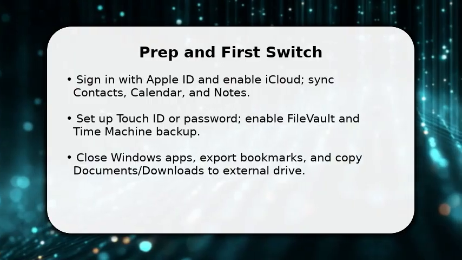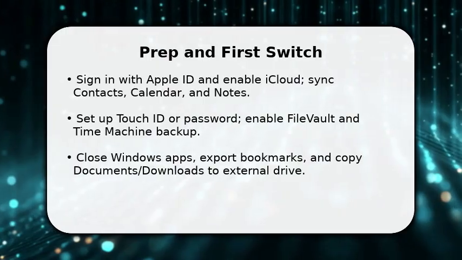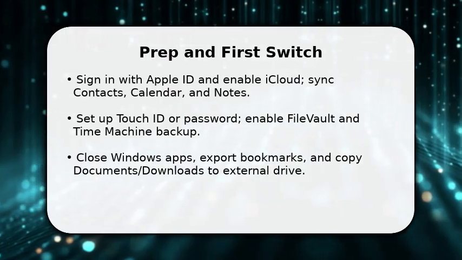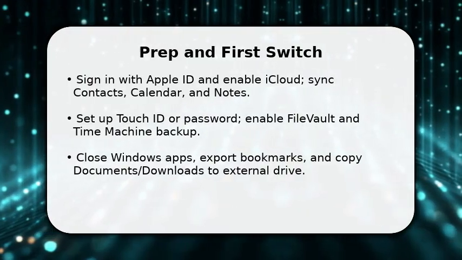Make a Time Machine backup to an external drive for rollback. Meanwhile, export browser bookmarks and copy documents and downloads from your Windows machine. These are the files you'll migrate first to avoid rework.